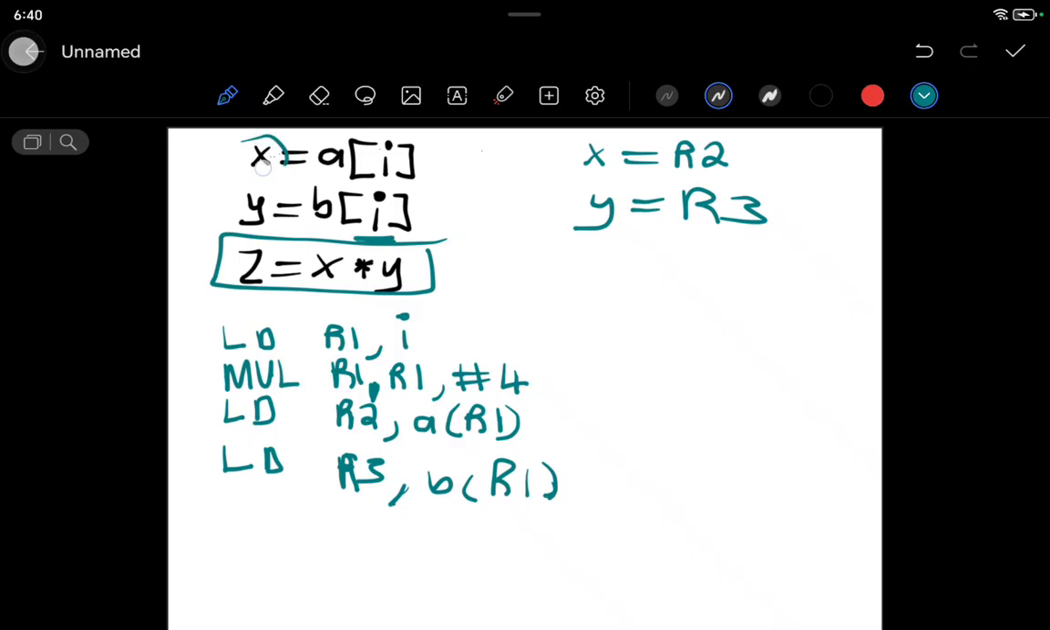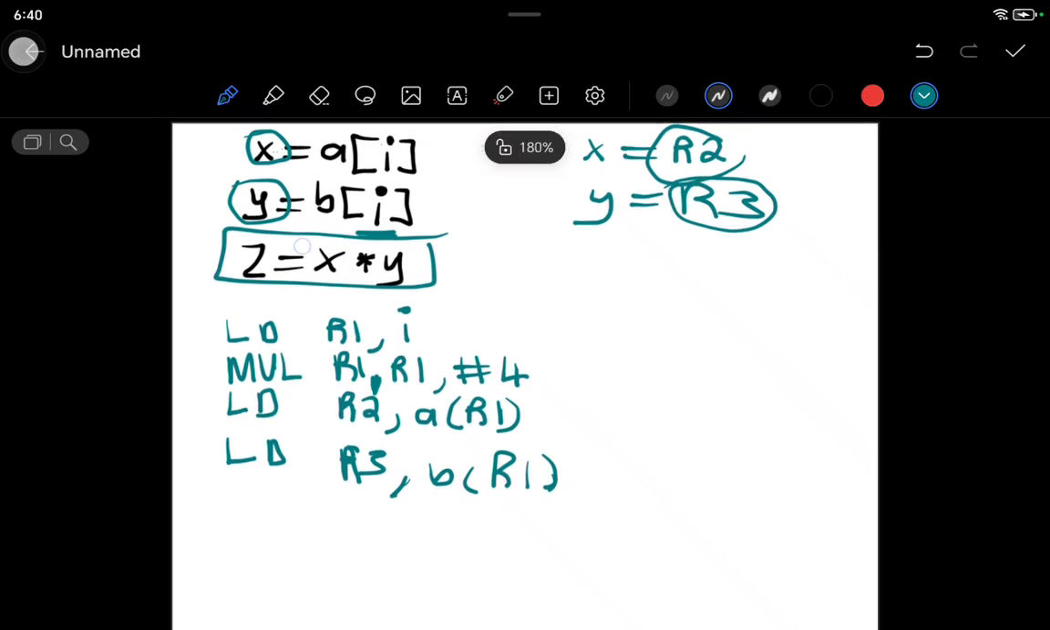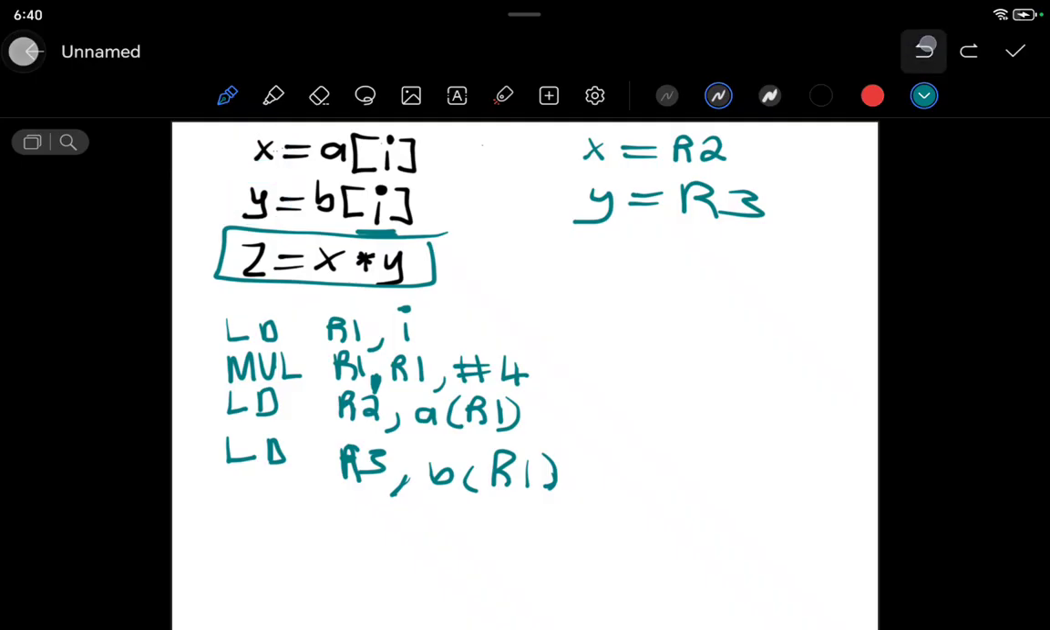So I can't store this into X, right? I can't store these two into X. I can't store R2 and R3 into X. The reason being is because X and Y are still being used somewhere. So I can't store them. Now I must come here somewhere and do something.